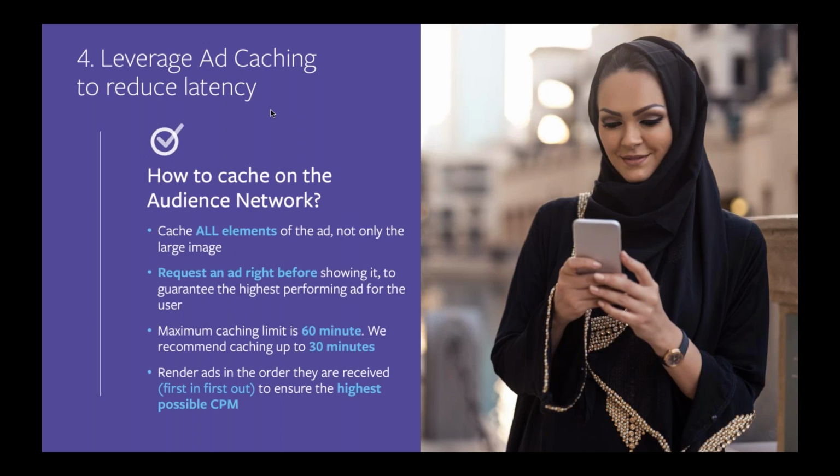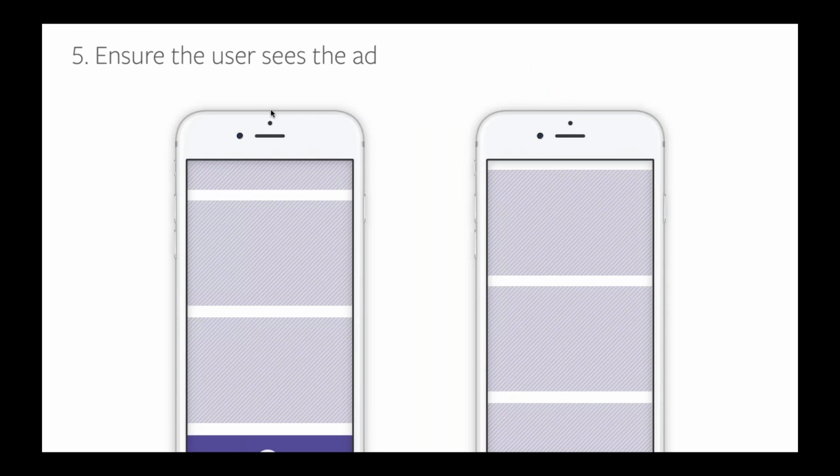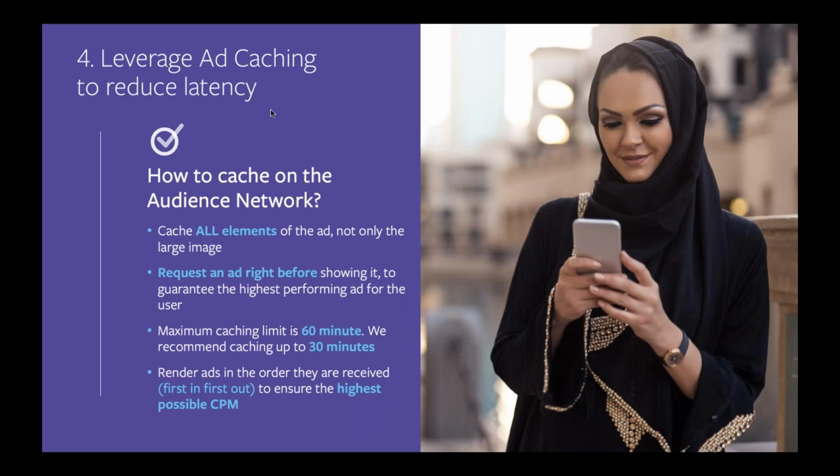To ensure that your ad is cached, you want to first cache all the elements of the ad, not just the image or the video. Second, you want to request the ad right before showing it. Using people-based targeting will always show the most relevant ad for that specific user, in that particular context as well, at that specific moment. We recommend that you cache for 30 minutes and set a maximum limit of 60 minutes. And finally, we always recommend that caching is done on a first in, first out basis, as we return ads in order of the maximum monetization potential.